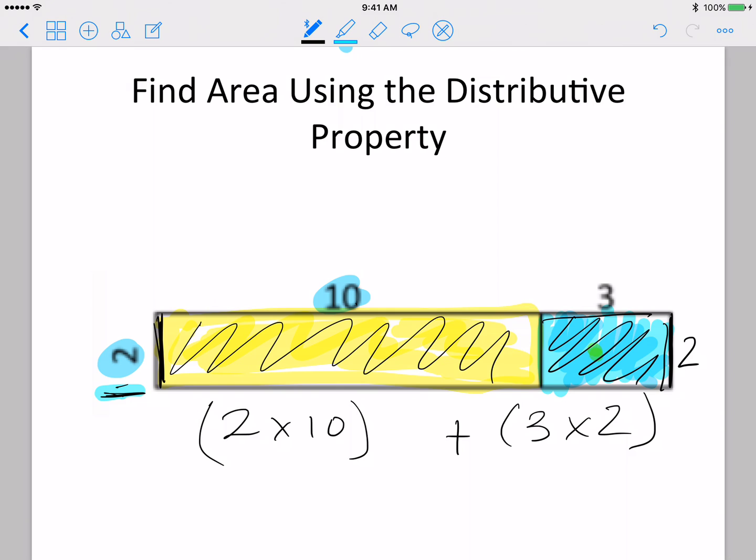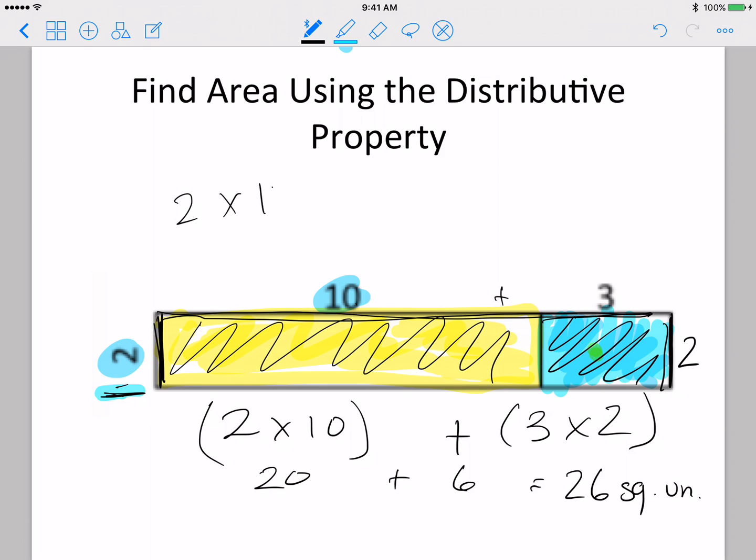We can see that 2 times 10 is 20, plus 3 times 2 is 6. That was a little bit easier to figure, and that's equal to 26 square units. But we can see that the total length of this, just to check, is 10 plus 3, right? So we actually have 2 times 13, which is pretty hard to multiply by. So I can check, and we can do repeated addition. 13 plus 13, 26. It's the same thing. But doing it this way helped us out because these are easier factors to work with.